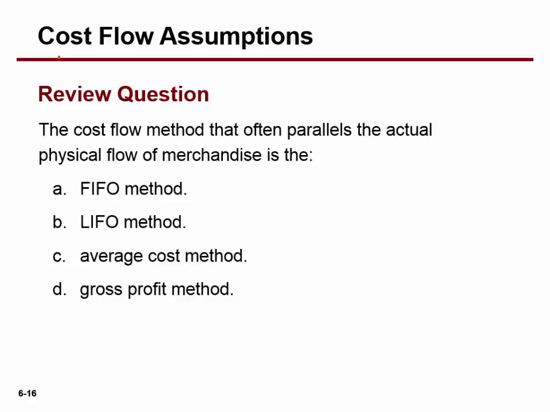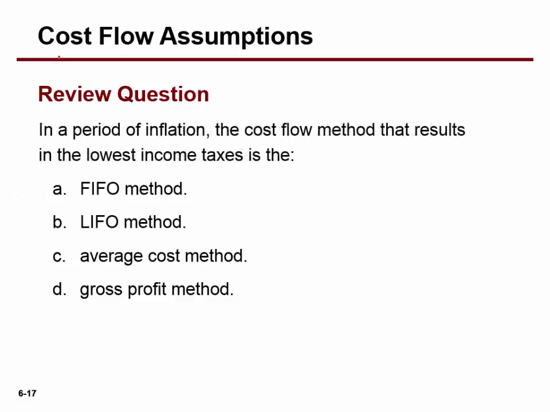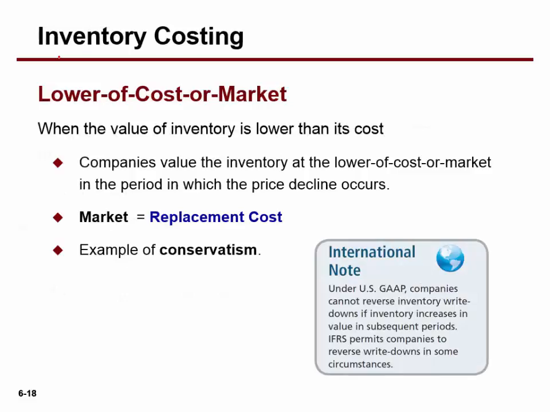From the standpoint of some questions: the cost flow method that often parallels the actual flow of goods is what? Is going to be FIFO. Good. Okay, let's take a look here. In a period of inflation, the cost flow method that results in the lowest income taxes is what? You better not miss that one if that's on the test. LIFO is LIFO, right? Okay, good. Let's come back to this.